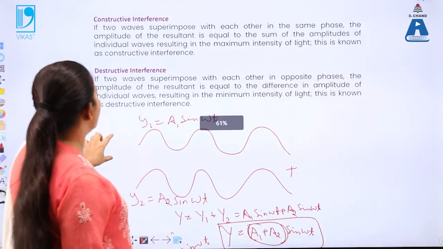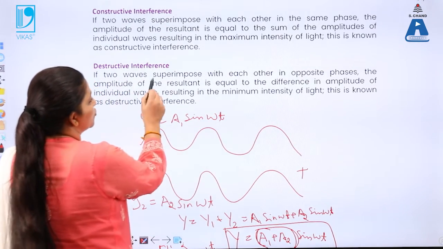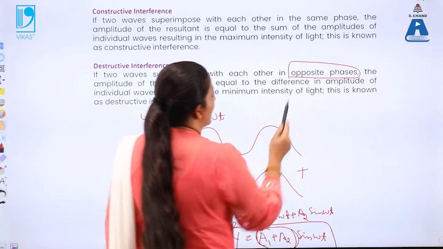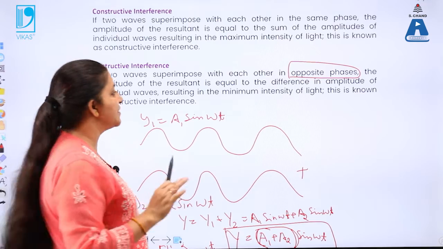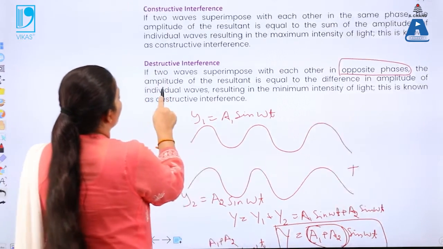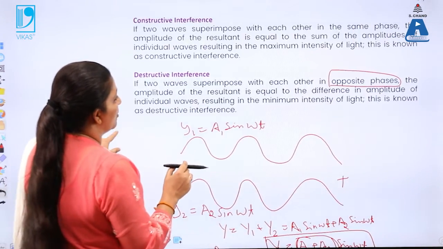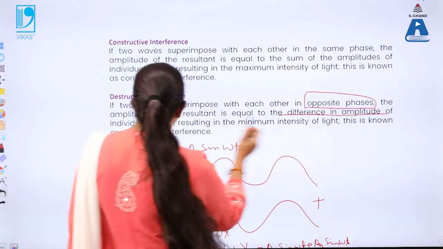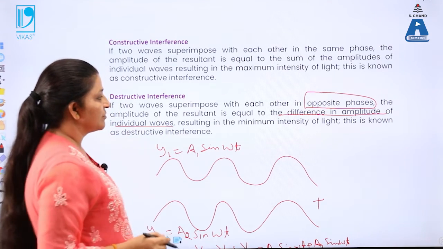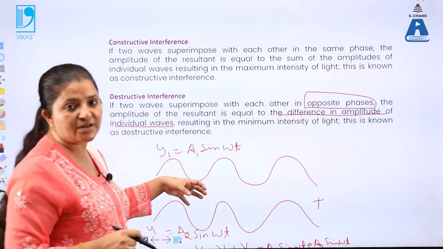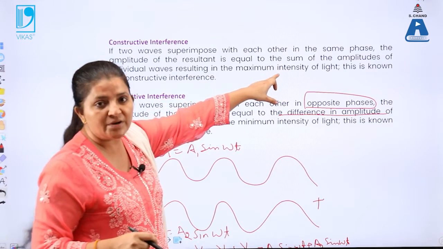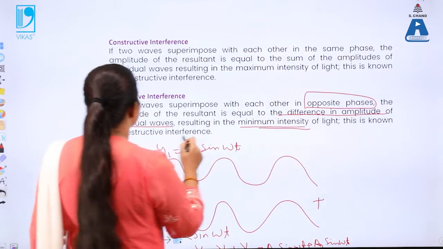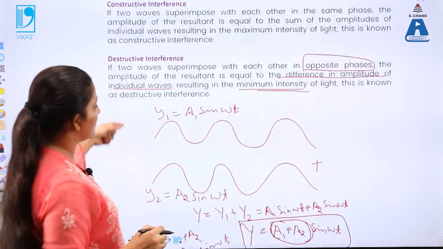Now second is destructive interference. Now when the two waves superimpose with each other in opposite phases, their amplitudes are different, and they are in opposite phase to each other, then the amplitude of the resultant wave equals the difference in the amplitudes of the individual waves. So that will give us the minimum intensity. Here we are getting the maximum intensity, here we are getting the minimum intensity of the light, and that is called destructive interference.